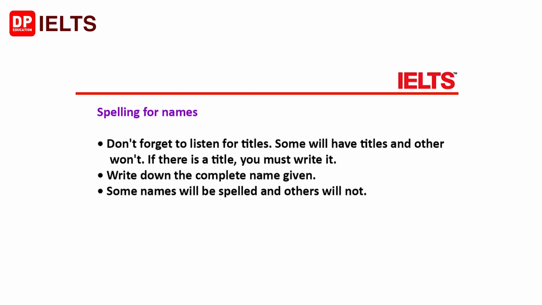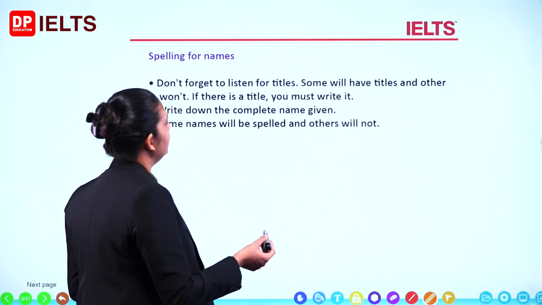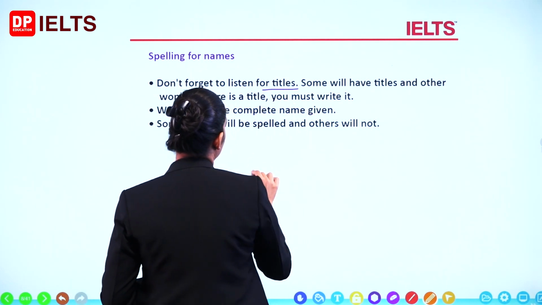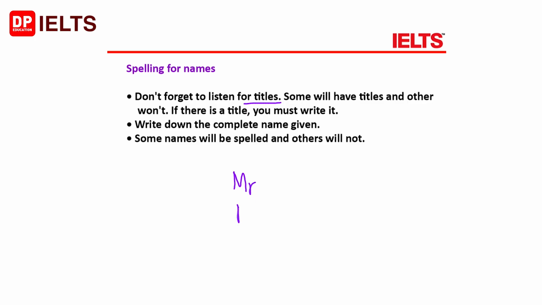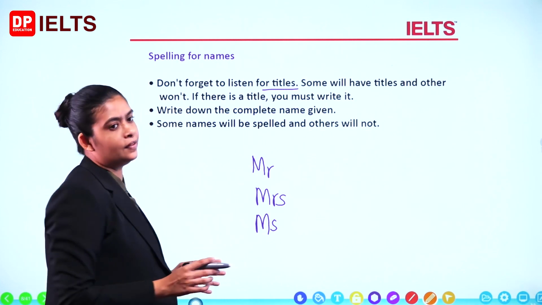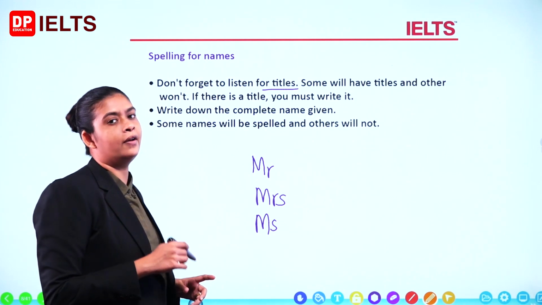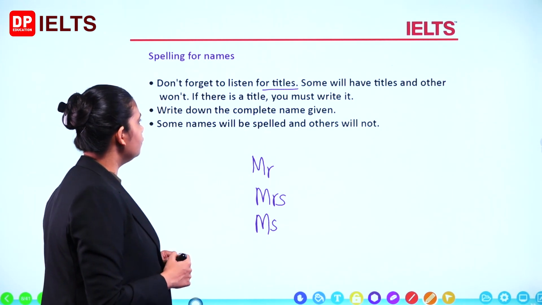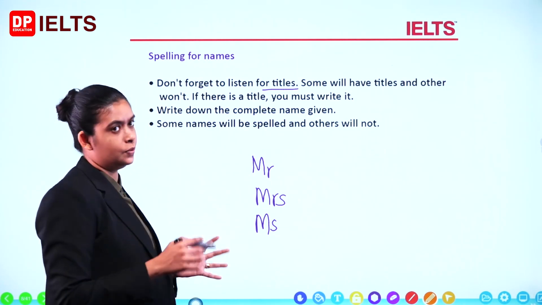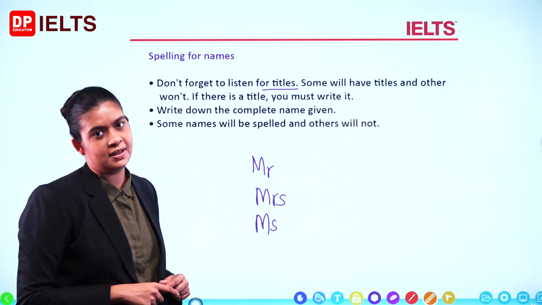Spelling for names. Now you're going to hear some names. But don't forget, when you listen to these, you will hear some titles also. Titles means Mr., Mrs., Miss. Okay? Some will have titles and the others won't. Not every name will have a title, some will. If there is a title, you have to write the title. Write down the complete name that you hear, right? And some names will be spelled, the others will not be spelled.